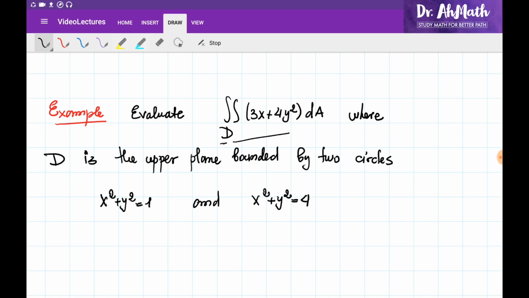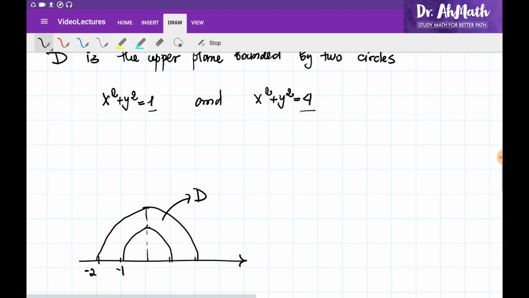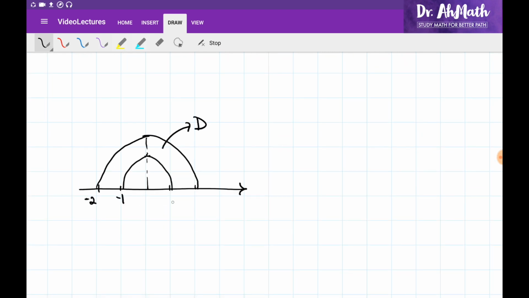Let's say we would like to integrate this surface over some region D, where D is the upper half plane bounded by two circles: a circle with its origin at the center and radius 1, and a circle with its origin at the center and radius 2. So graphically, this region D looks like this, from 1 to 2. So this is our origin, between the two circles.